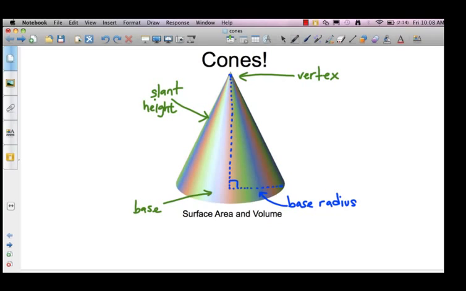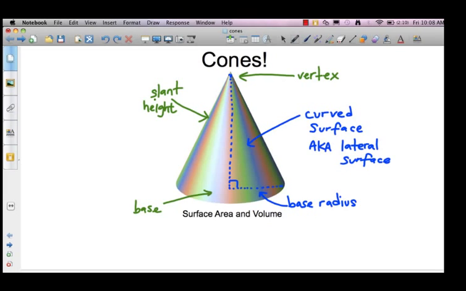And then finally, the part that's a little different, and it might be kind of tricky to differentiate from the slant height, is the curved surface. And the curved surface is also known as the lateral surface. So these are the different parts of a cone.